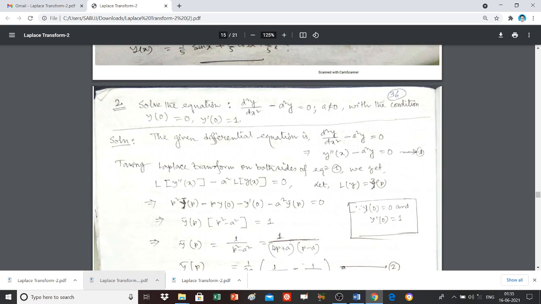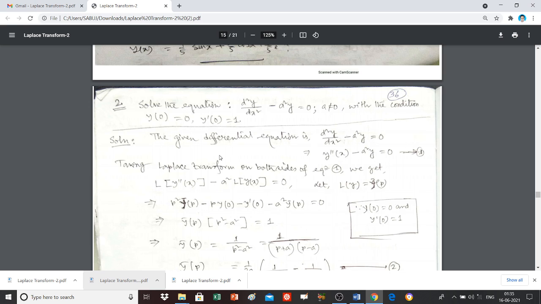Now the next problem is here. Solve the equation d2y by dx square minus a square y equal to 0, where a is not equal to 0, with the conditions y(0) equal to 0 and y prime (0) equal to 1. Rewriting the equation, the given equation is d2y by dx square minus a square y equal to 0, that is y double prime(x) minus a square y equal to 0. This is equation number 1.